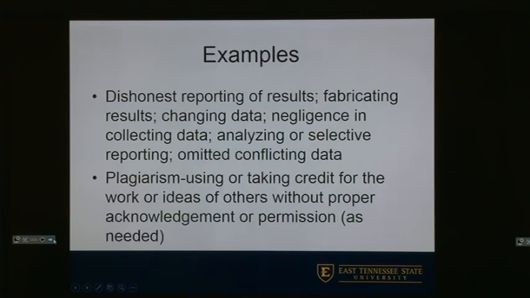So, dishonest reporting of results, fabricating results, changing data, negligence in collecting data, analyzing, or selective reporting. You have a whole pile of results, but you only keep the ones that are useful to you. That's selectivity in reporting your data. Omitting conflicting data: you did that extra replicate and it completely disagreed with all of them, so you just said, can't be bothered.